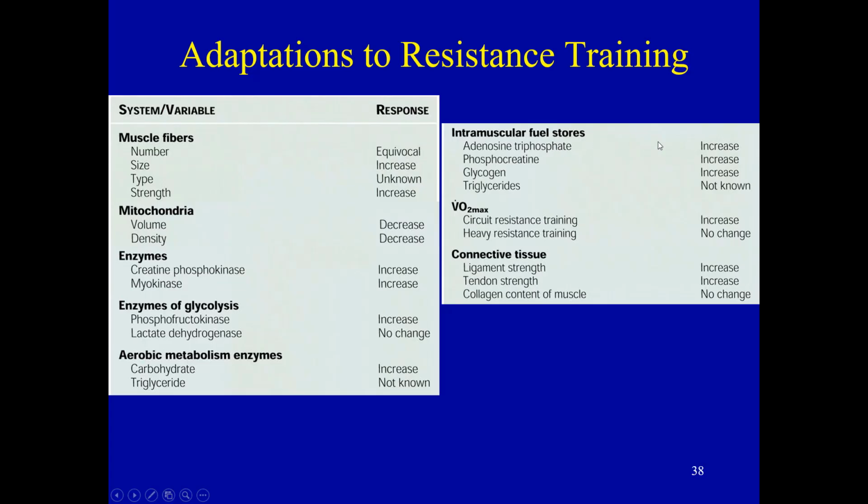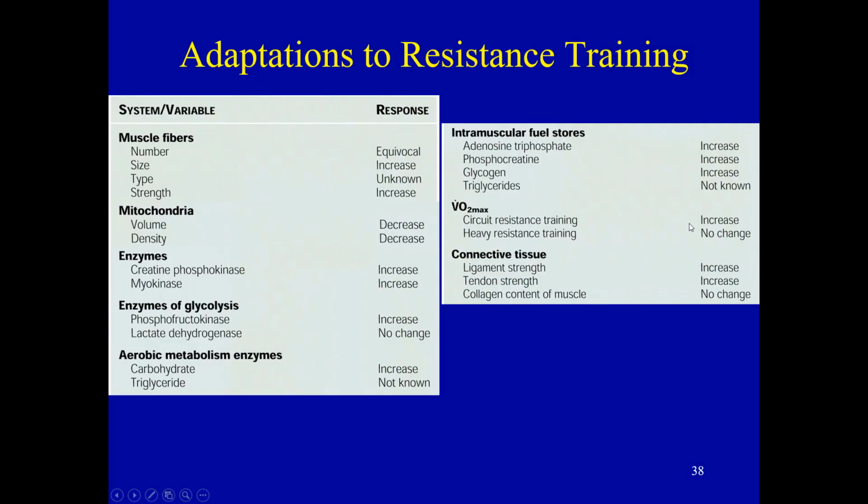Fuel sources, ATP is going to go up, just like we saw in the sprinters. Creatine phosphate will increase, as we would expect. Glycogen can increase. So these are very similar to what we saw with the sprint training. And again, immediate pathway utilized here, immediate pathway utilized in the sprinters. Triglycerides, no real change, as you would expect.